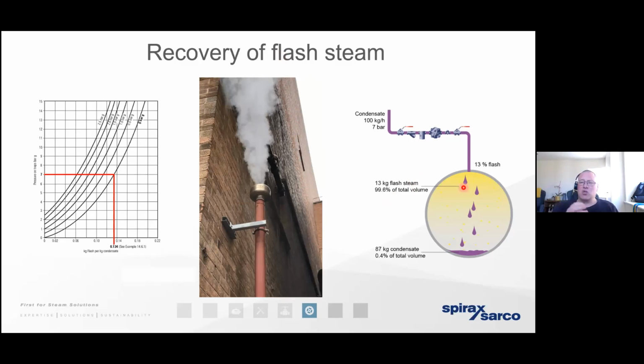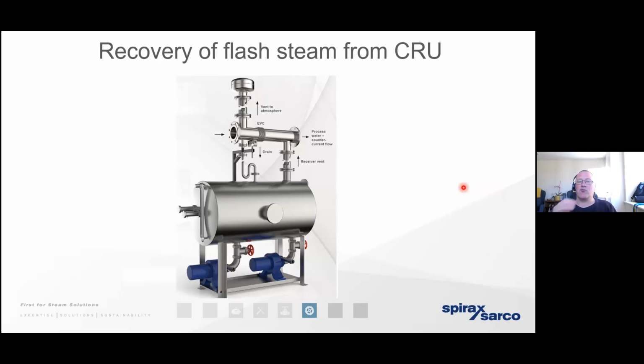The problem is there's just as much heat energy in that flash steam as there is in plant steam. And it also means that we're missing the opportunity to recover as much condensate as we possibly may do. So we may want to give thought to any areas where we can recover as much of that flash steam as we can, or use it in another process. At the very, very least, we should be recondensing that flash steam to maximize the rate of condensate recovery.